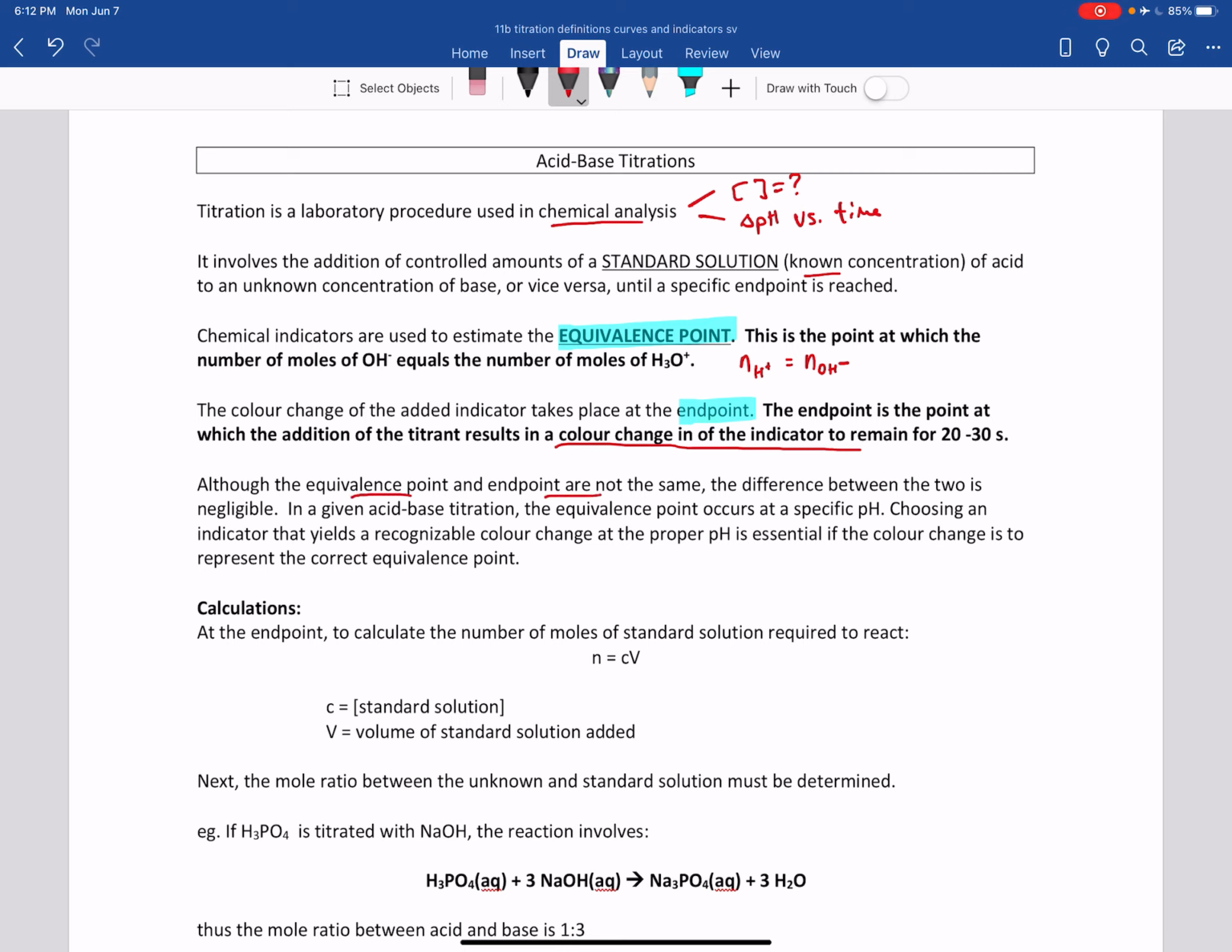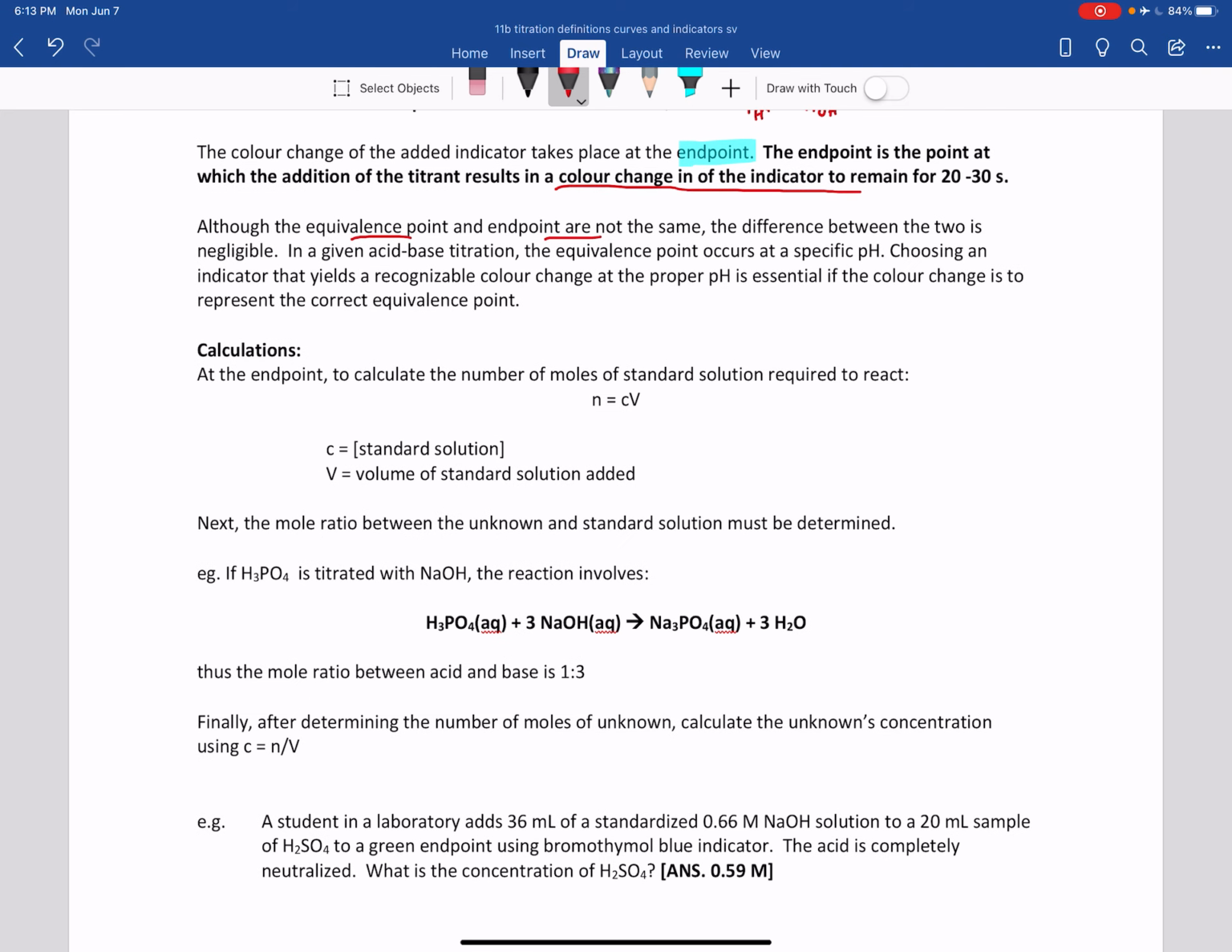Even though they're not the same, it's a negligible difference. So if we can time a reaction to stop at the color change, which takes a few trials in most cases, and we had said 3, the difference between the two will give us an acceptable error range. The equivalence point happens at a specific pH. Sometimes it's 7, sometimes it's not, as you'll see in parts C and D of the videos. And we choose an indicator that changes colors at this pH change. So in most cases, if the pH changes at 7, we choose a specific indicator than if it doesn't.